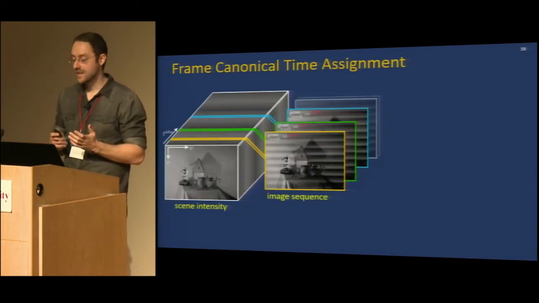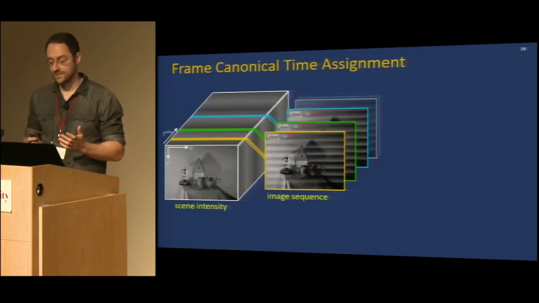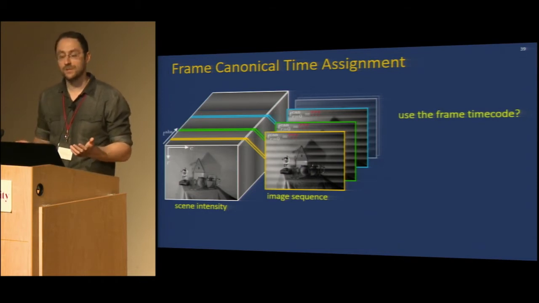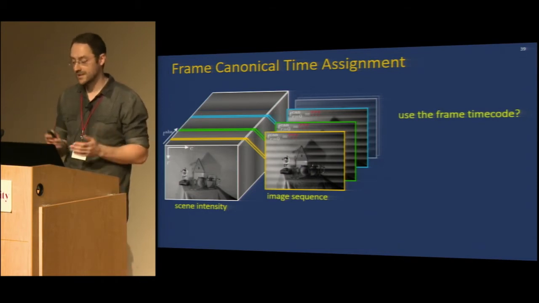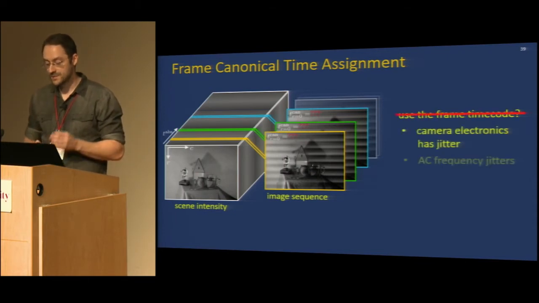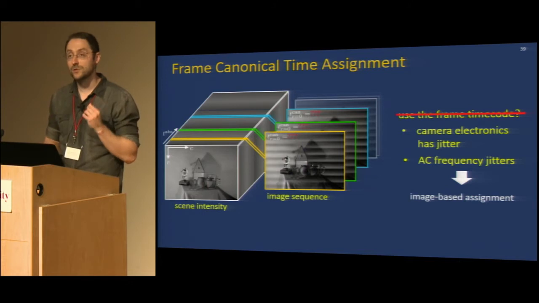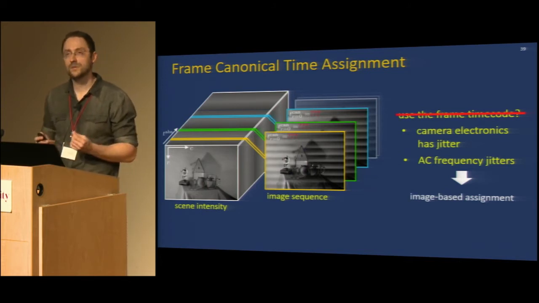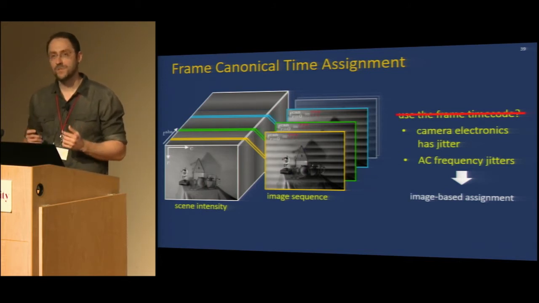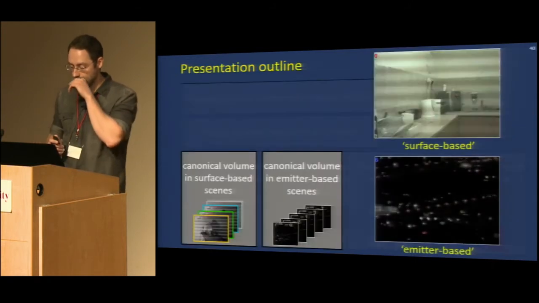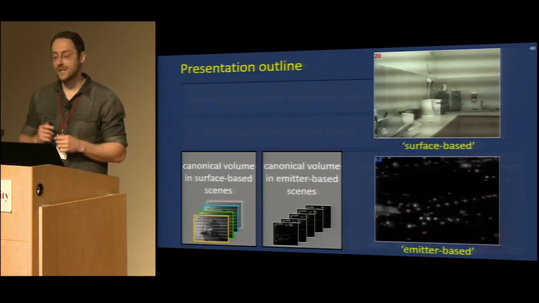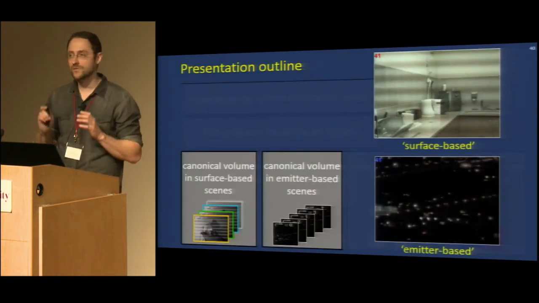So at first glance, assignment seems like a simple task. Why not use the frame timecode supplied by the camera? Well, I tried that, and it doesn't work. This is because of jitter in both camera electronics and AC voltage frequency. Given these problems, we must perform an image-based assignment. We show two assignment methods that fit two types of typical scenes.